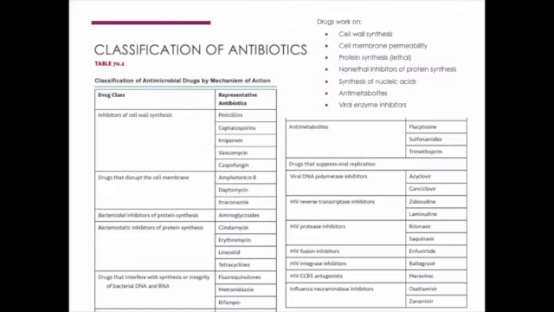We can also classify drugs by separating them by mechanism of action. Okay, so drugs either work on cell wall synthesis, cell membrane permeability, protein synthesis, lethal or non-lethal, synthesis of nucleic acids, antimetabolites, or they are viral enzyme inhibitors. So we're going to go through this chart and talk about each of these things.